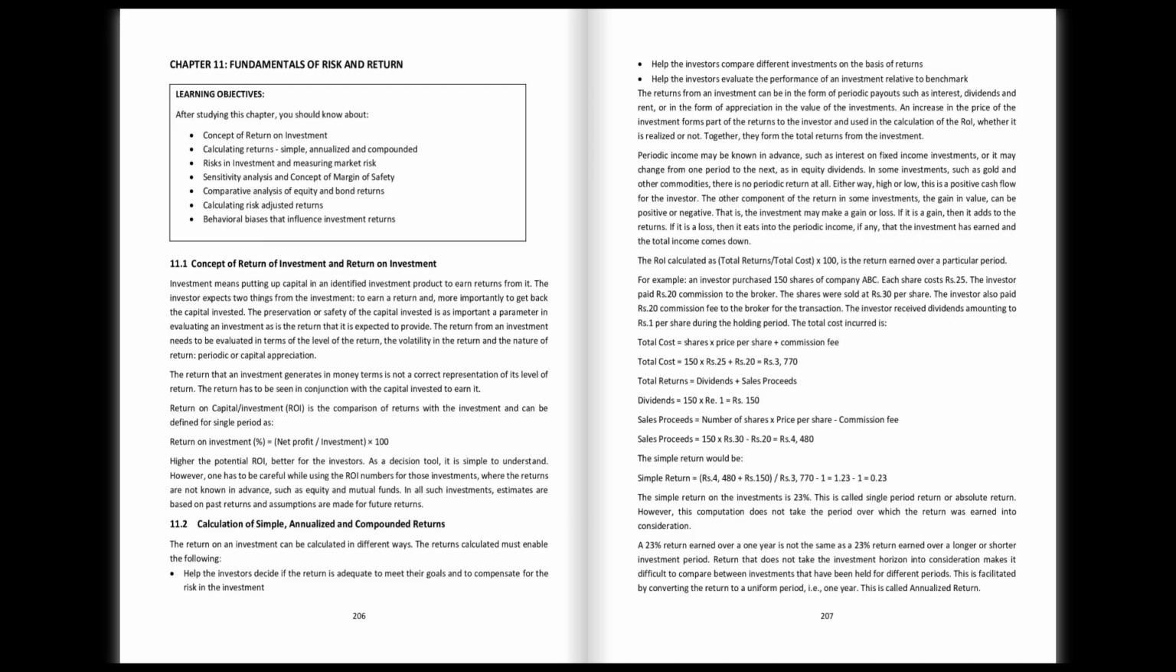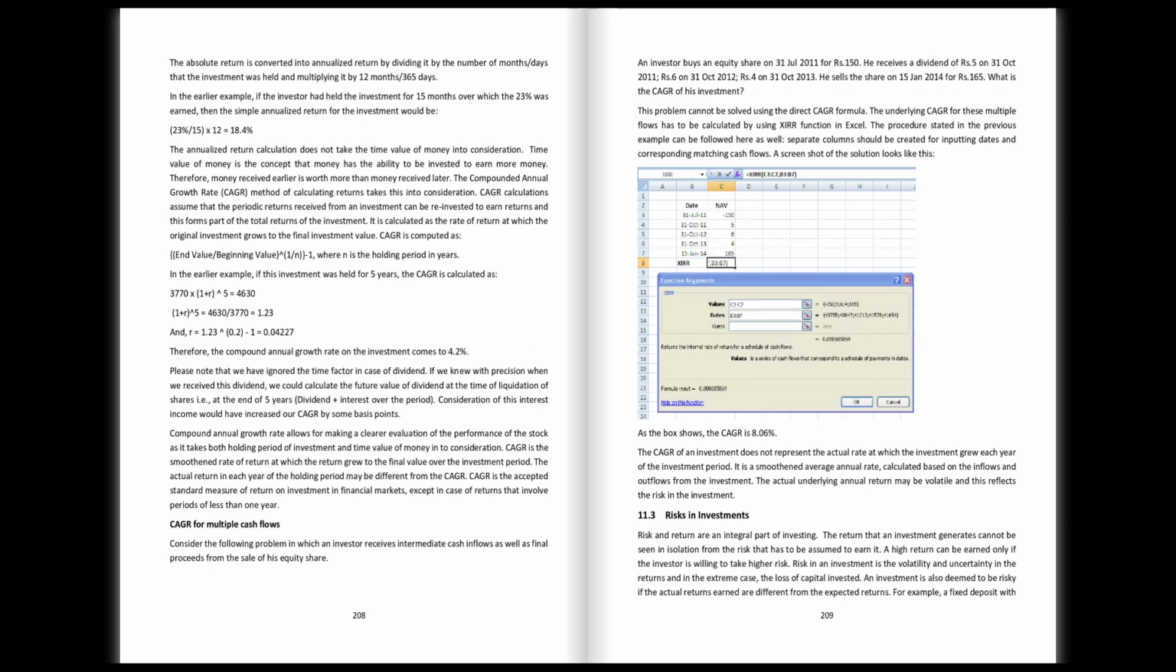Return that does not take the investment horizon into consideration makes it difficult to compare between investments that have been held for different periods. This is facilitated by converting the return to a uniform period, that is, 1 year. This is called annualized return. The absolute return is converted into annualized return by dividing it by the number of months or days that the investment was held and multiplying it by 12 months or 365 days.